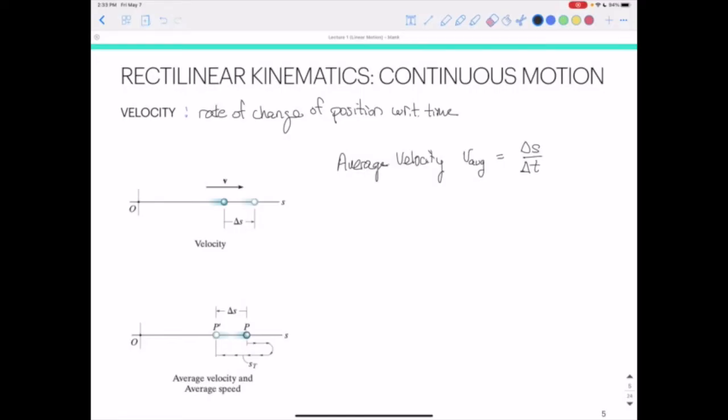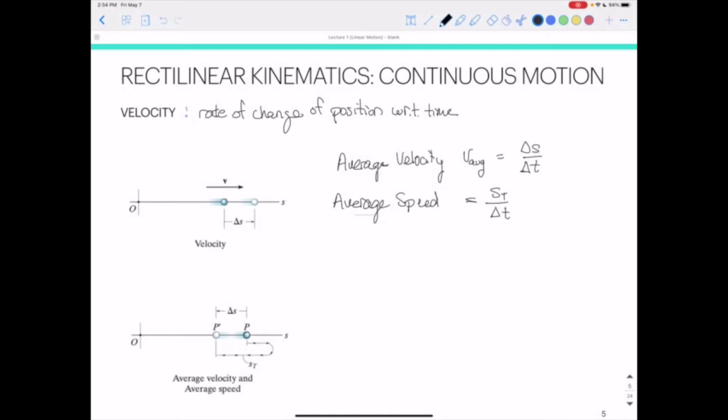If we wanted to consider the average speed, because the total distance traveled might be different than the actual displacement over that period of time, we can say that the average speed needs to consider the total distance traveled. So we'll call our average speed equal to the total distance traveled divided by delta t.